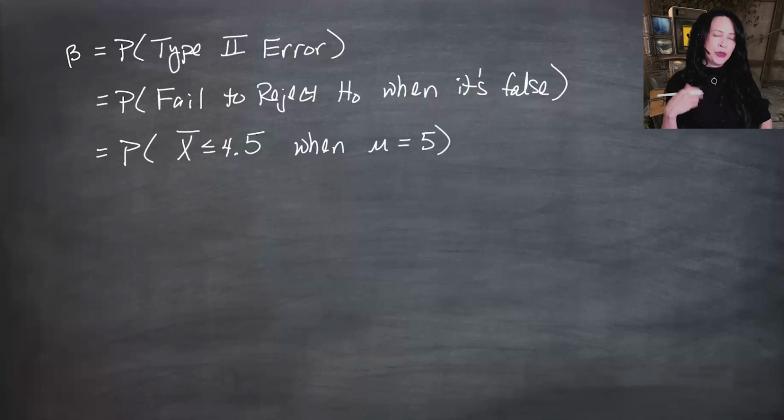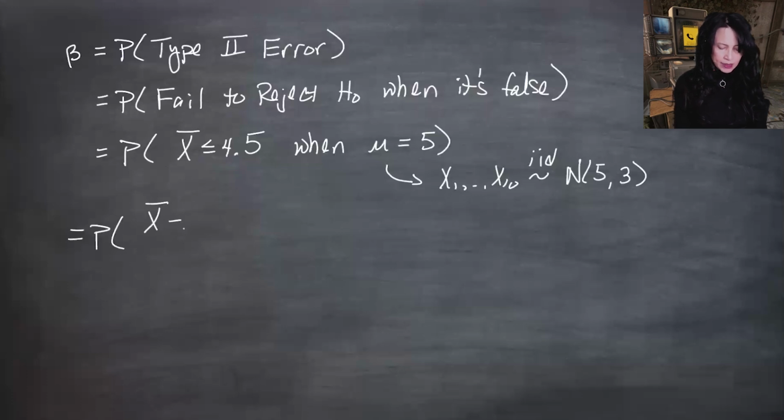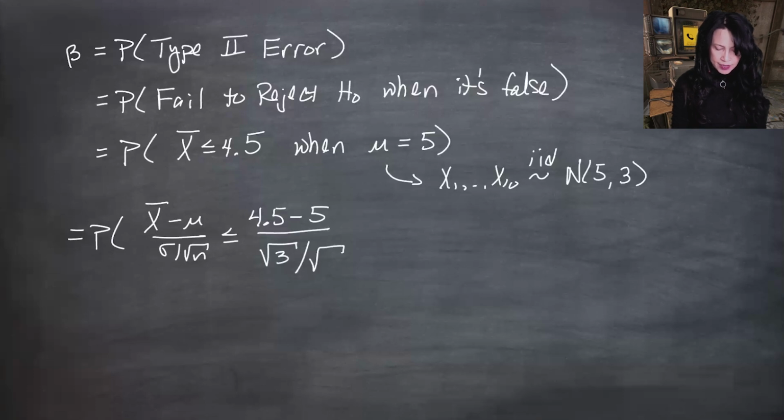We had two hypotheses. Mu is 3 versus mu is 5. And the 5 was the alternative hypothesis. So now we do the same sort of thing. If the true mean is 5, then x1 through x10 are IID, normal, 5, 3. And going back over here, I'm going to subtract the mean and divide by the original standard deviation over the square root of n, and then I'm going to do it numerically on the right side. So I'm going to subtract the mean of 5, and the variance was 3, so the square root of that, square root of 3, square root of 10, when mu is 5.